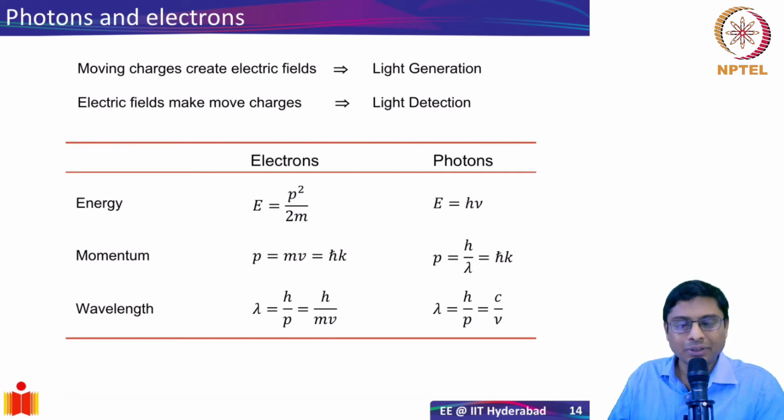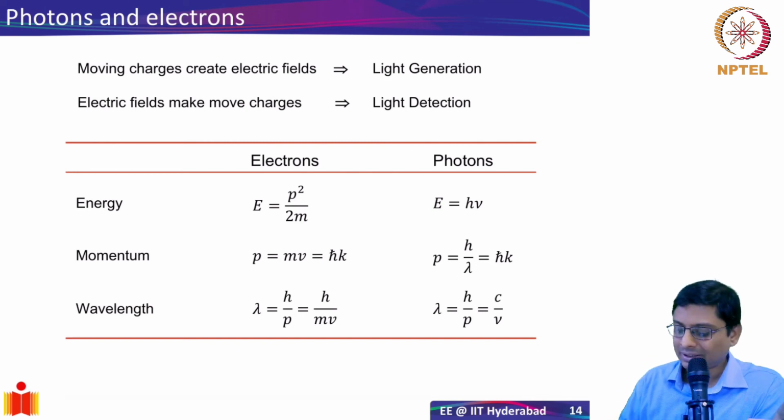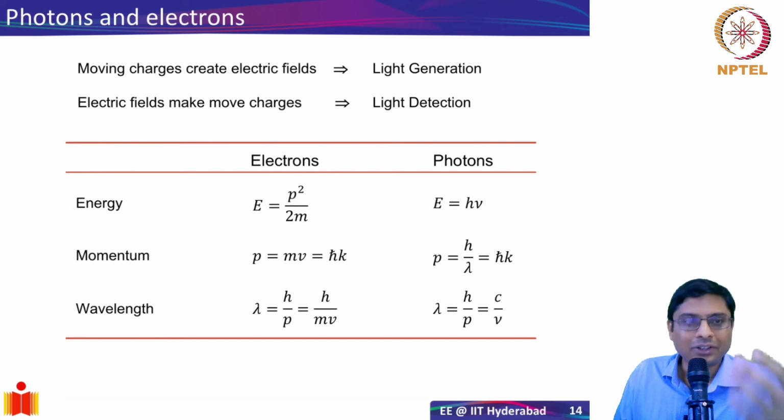But right now, if you have electric charges that are moving, they produce electric fields. So essentially, motion of charges, electrons, gives you light, the light generation part. And analogously, when you have an electric field incident on a material, it is going to make the charges move. The electric field in the light or electromagnetic wave will make the charges move, and that is light detection.